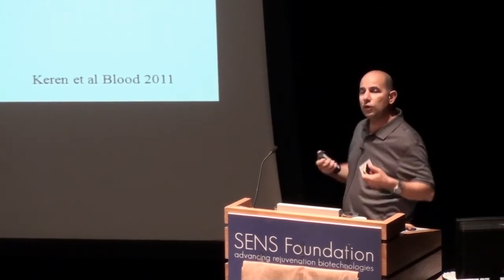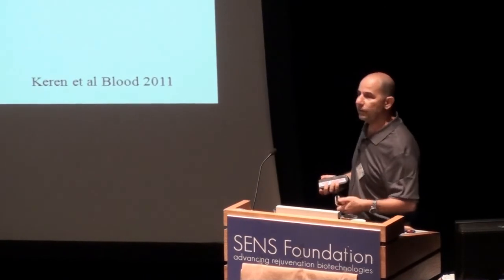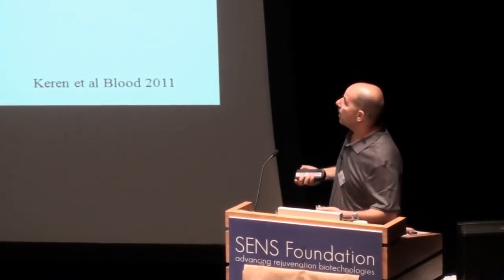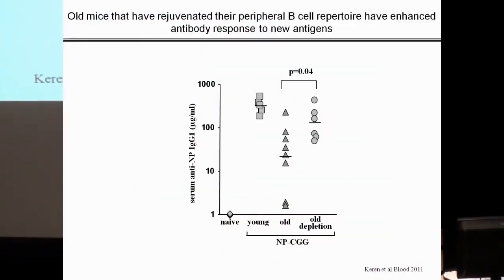Finally, does this change the response? So if we rejuvenate the peripheral compartment, do we now get an improved response? The answer is yes, but not as much. So this is an anti-NP response, this is the young response, this is the old, this is the antibody response, anti-NP, anti-IgG1. This is the old mice response, and this is the response generated by the old mice that have been treated for B-cell depletion.